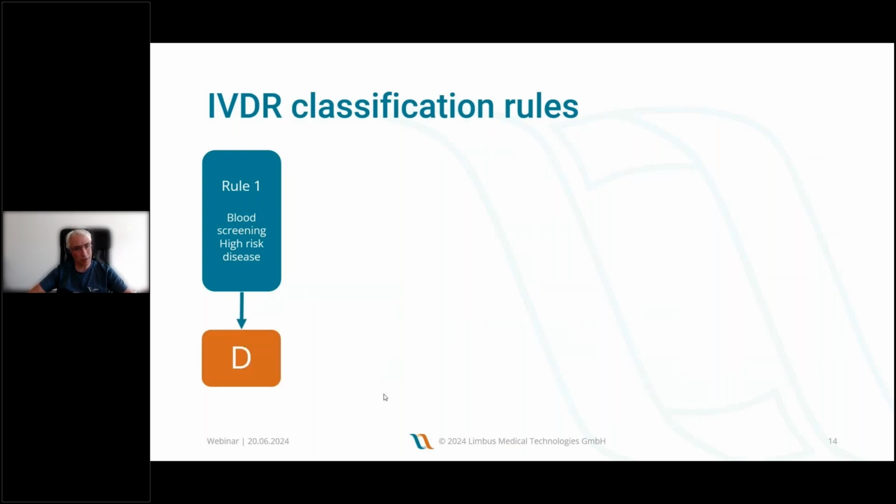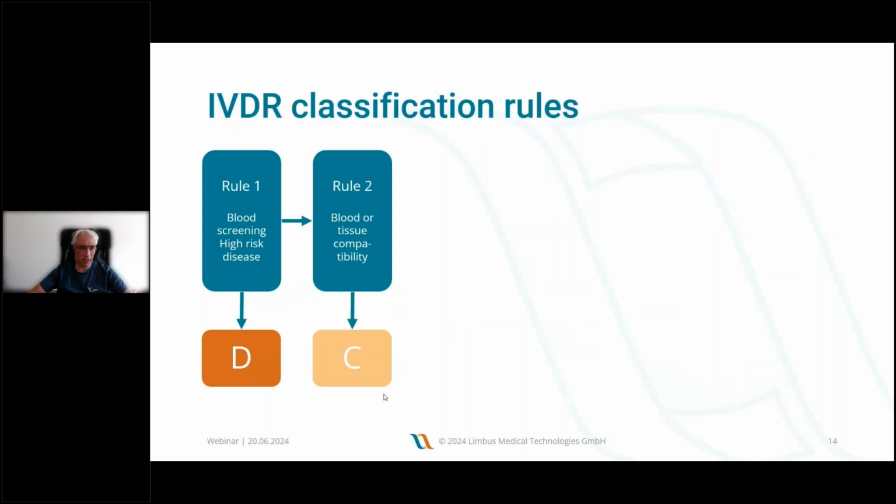If your in-house test does not fall under Rule 1, you move on to Rule 2. Does it have anything to do with blood tissue compatibility testing? That would be considered Class C. If this rule doesn't apply to your device, you move on to Rule 3, and this is the interesting rule for all of us.